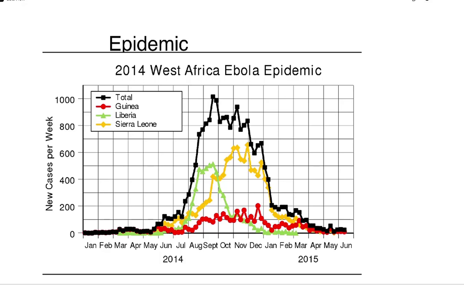So here, before we get to a pandemic, here you can see a graph showing the 2014 West Africa Ebola epidemic. And what's particularly interesting is when you look at the new cases per week, you can see the rapid increase. So the rapid increase is required to call something an epidemic.